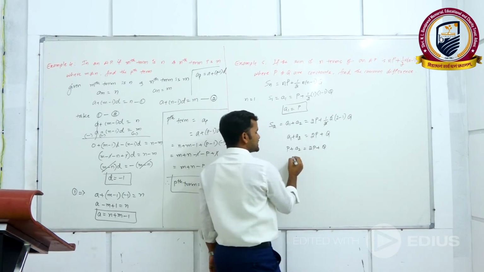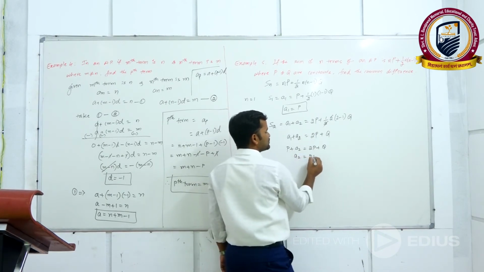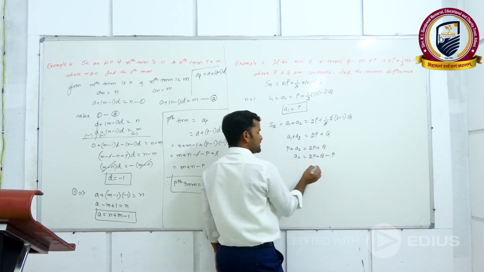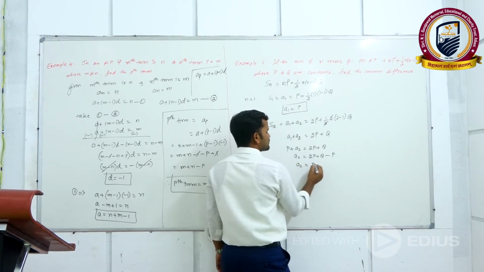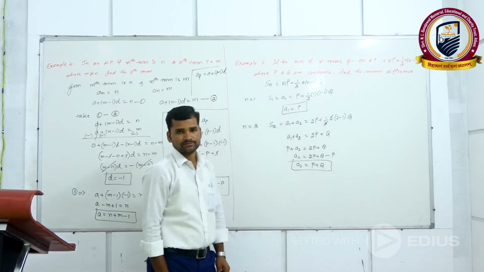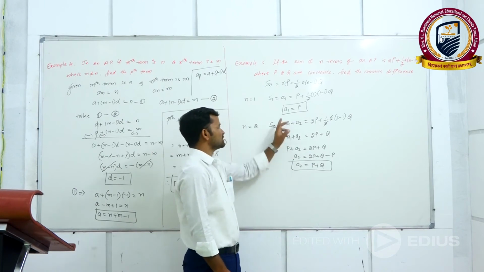Take this p to the right hand side. a2 is equal to 2p plus q minus p. 2p minus p is p. So a2 is equal to p plus q. This is the second term that I got, and this is the first term.